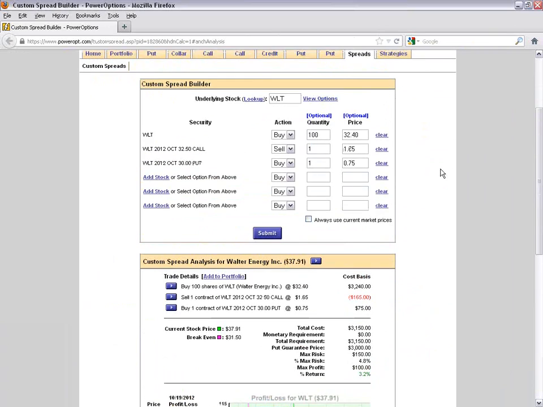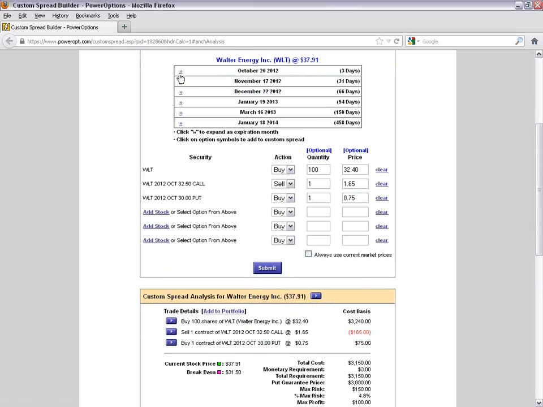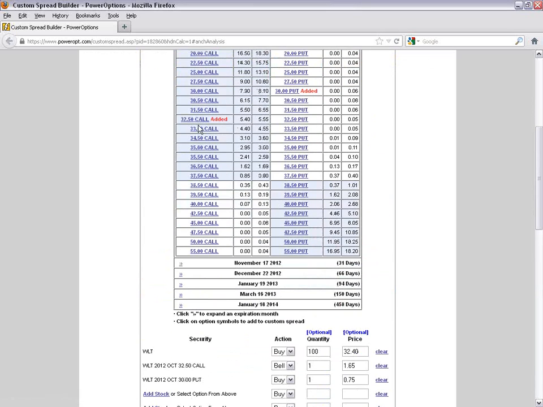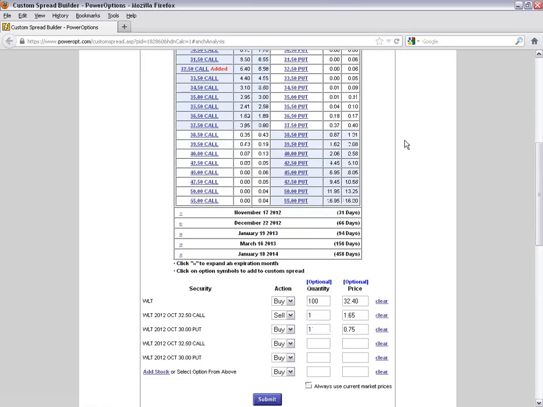Okay, now, first, what am I going to do? I have to buy to close my 32.5 call and sell to close my 30 put. So again, we go into view options up at the top. Go to October. Got to click on the 32.5 call again. Click on the 30 put.